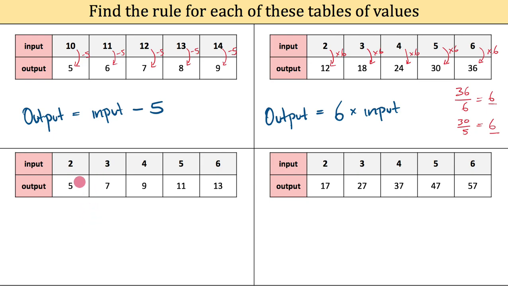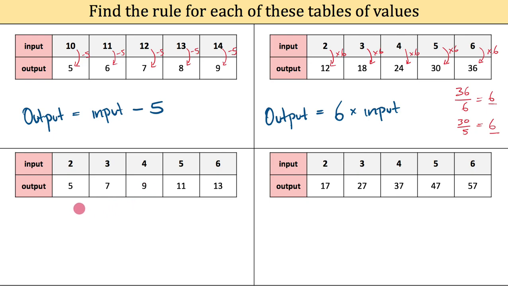So here we have 2 and 5, 3 and 7, 4 and 9, 5 and 11. What's going on here? So immediately you might think, well, 2 and 5, I'm plussing 3. But then 3 and 7, I'm not plussing 3. 5 and 9, I'm not plussing 3. Okay, so what else could I see here?